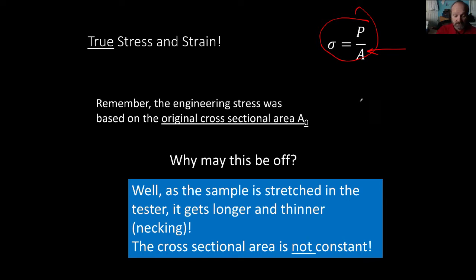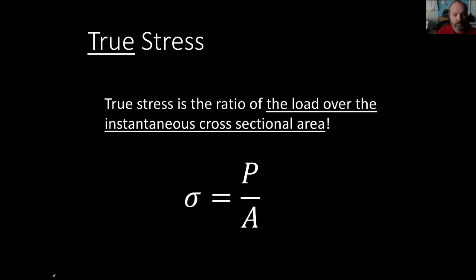Okay. So as we're getting longer and thinner as we're pulling on this thing, we start to get necking, and we mentioned that earlier in previous lectures. And that necking is a reduction in the cross-sectional area. So the true cross-sectional area is not constant throughout the process. Okay, so true stress is the ratio of the load over the instantaneous cross-sectional area. So this is true stress. Remember, engineering stress has this little 0 in here, which is the original cross-sectional area.